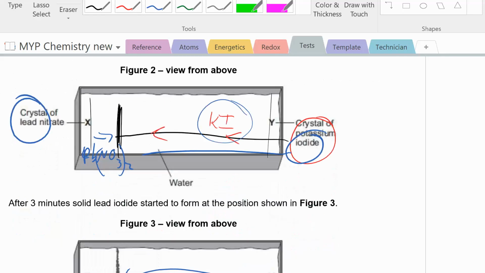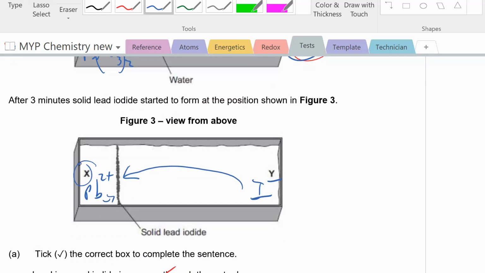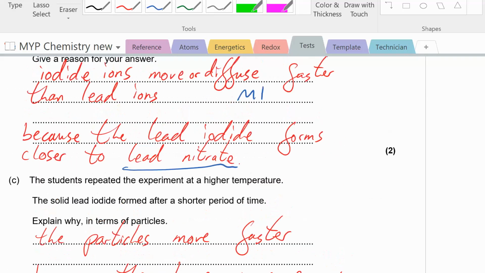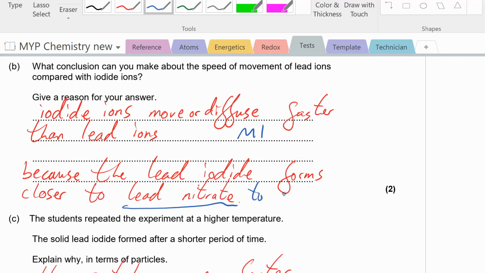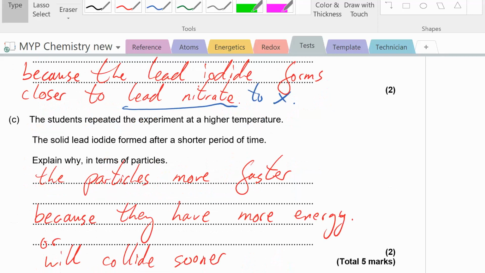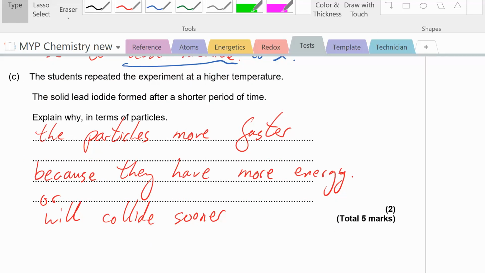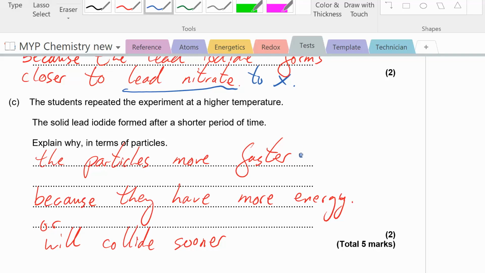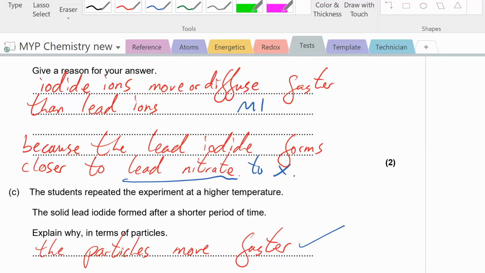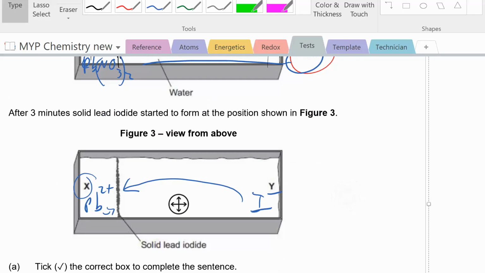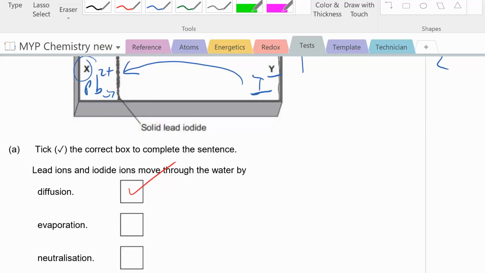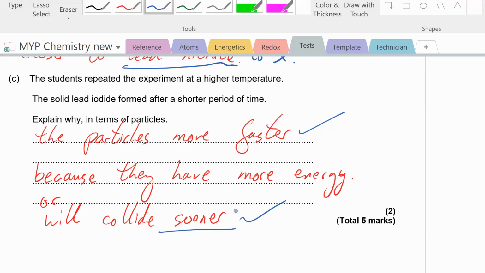Is that right? Yeah, lead nitrate. So X was lead nitrate. Or you could have said forms closer to the X. If you heat it up, what's going to happen? Explain in terms of particles. The particles move faster, so because they have more energy, they will collide sooner. They don't collide more in this instance because they're on two sides, okay? And they've got to move before they can collide. So they will collide sooner since they have more energy.